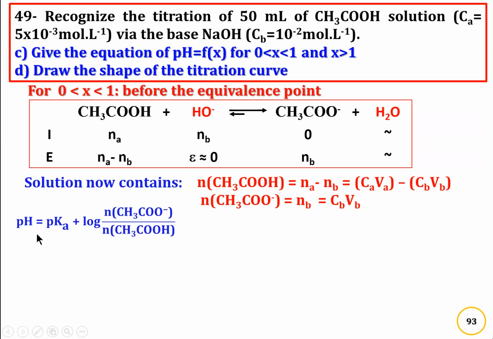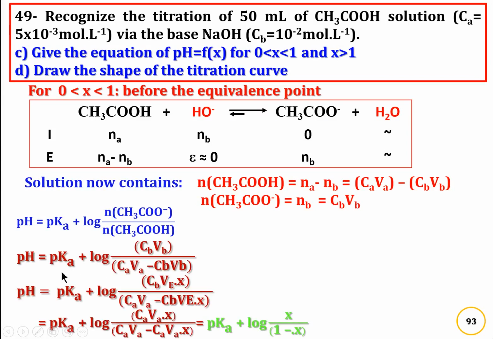We apply the Henderson formula since we have the acid and its conjugate base: pH equal pKa plus log concentration of the base divided by the concentration of the acid at equilibrium. So pH equal pKa plus log number of moles. So pH equal pKa plus log of the base, which is equal to CbVb, divided by the acid, which equals CaVa minus CbVb.